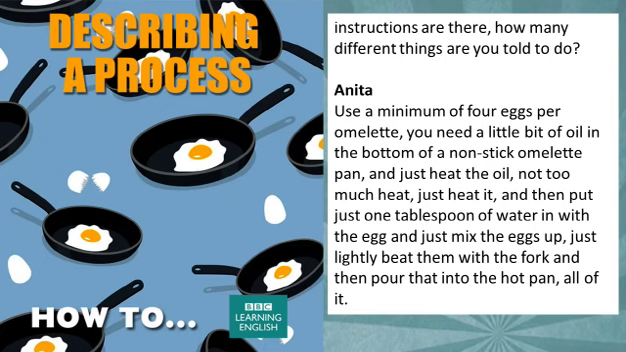Use a minimum of 4 eggs per omelette. You need a little bit of oil in the bottom of a non-stick omelette pan, and just heat the oil, not too much heat. Just heat it, and then put just 1 tablespoon of water in with the egg, and just mix the eggs up. Just lightly beat them with the fork, and then pour that into the hot pan, all of it.